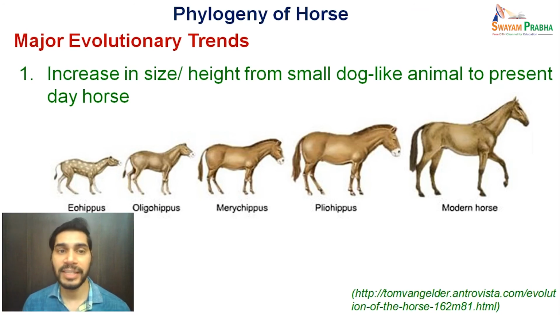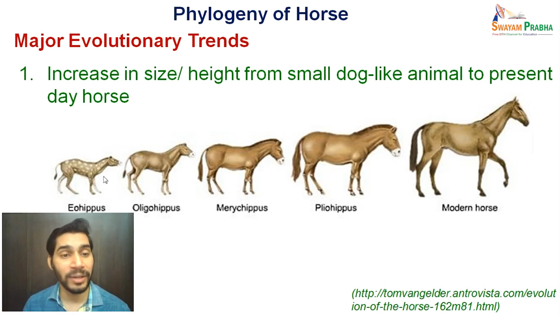Let us discuss these major evolutionary trends. The first one is an overall increase in size or height from a small dog-like animal to the present-day horse. If you compare this organism with this one, you can easily make out that there has been an increase in size or height.